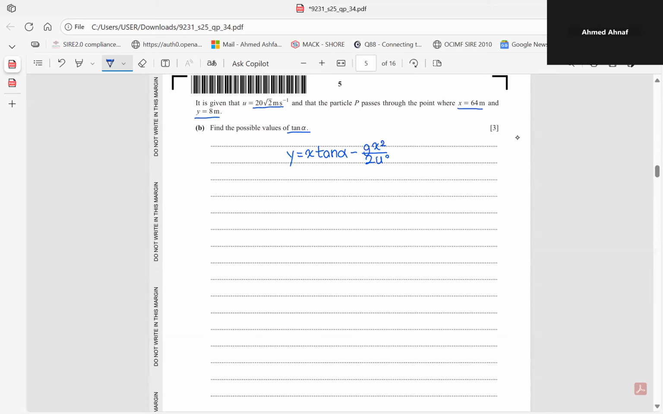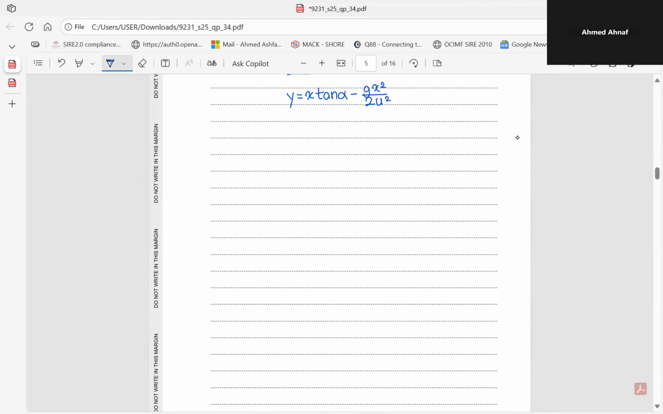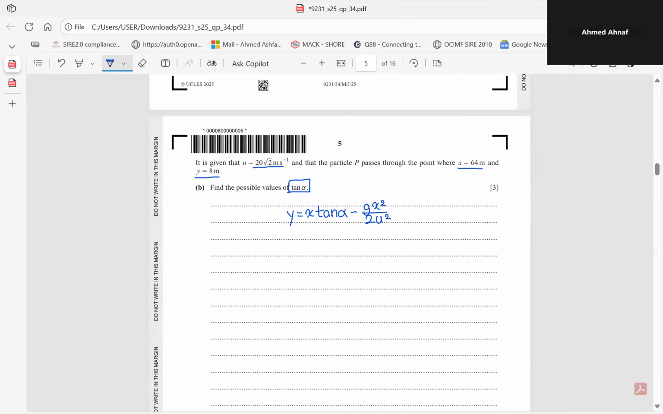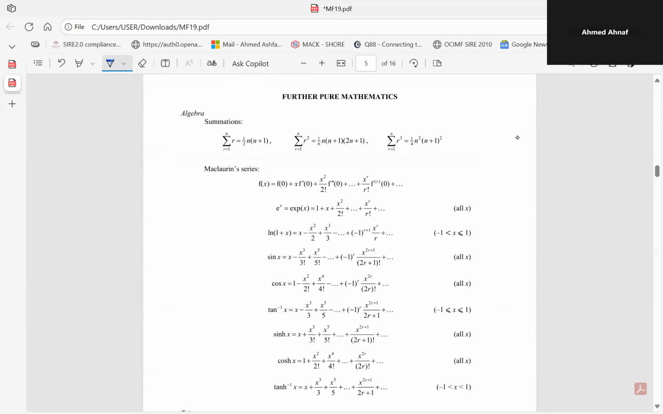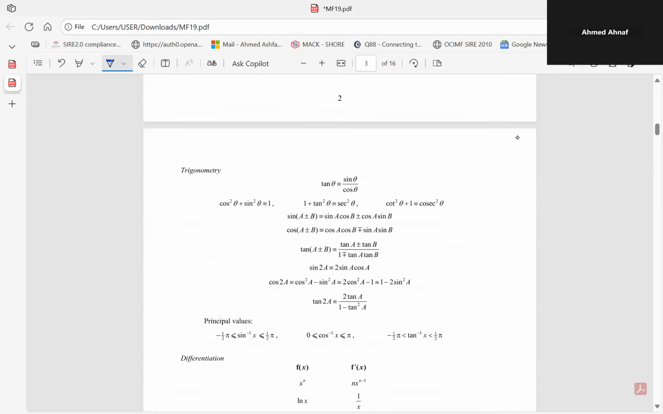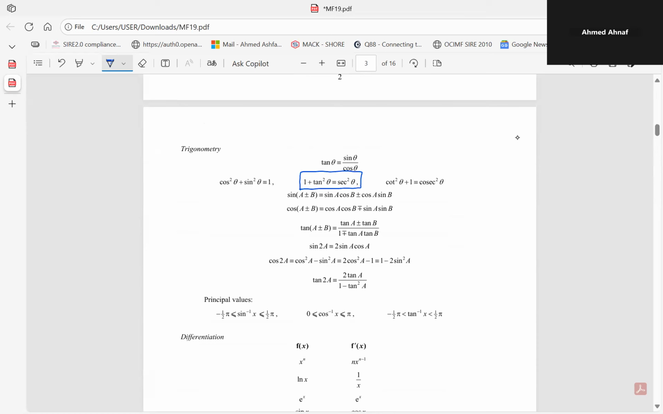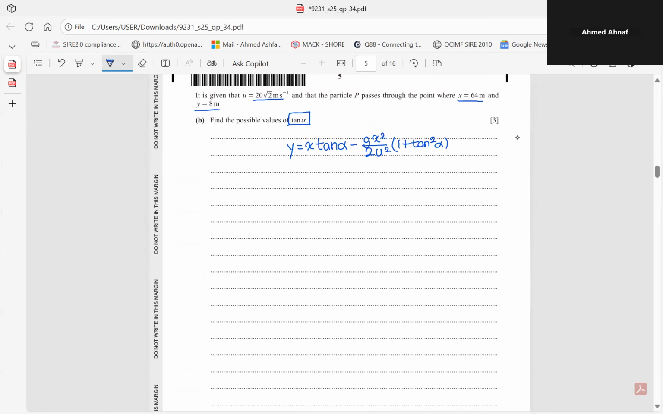And to make this simpler, since we are going to find values of tangent alpha, we're going to re-express secant square alpha as 1 plus tangent square alpha. You can see this from the formula list, right here. So let's sub in u equals 20 square root 2, x equals 64 and y equals 8.